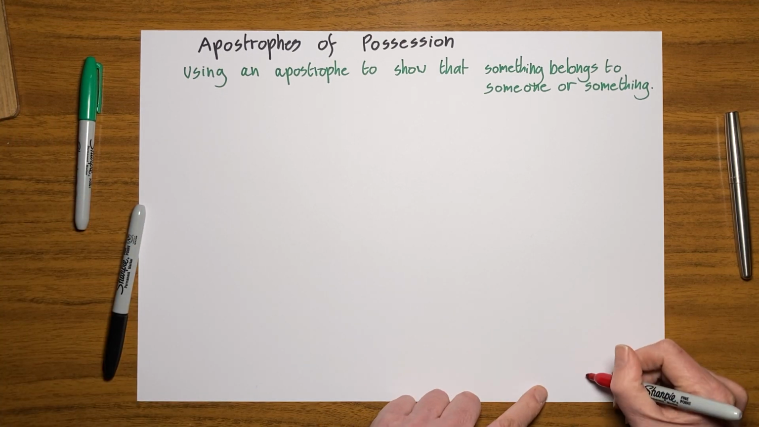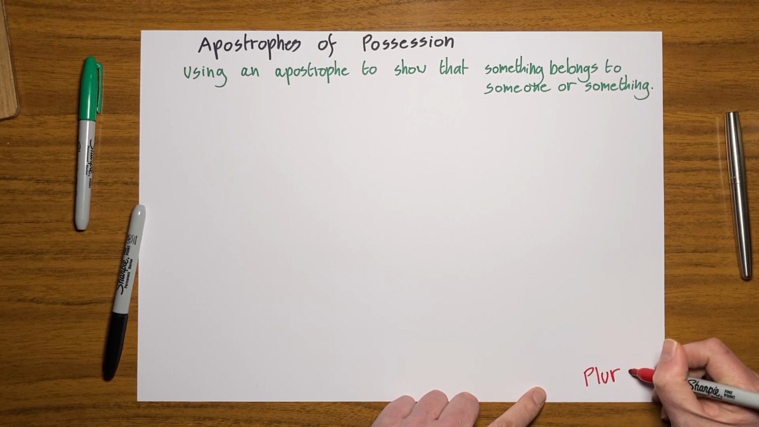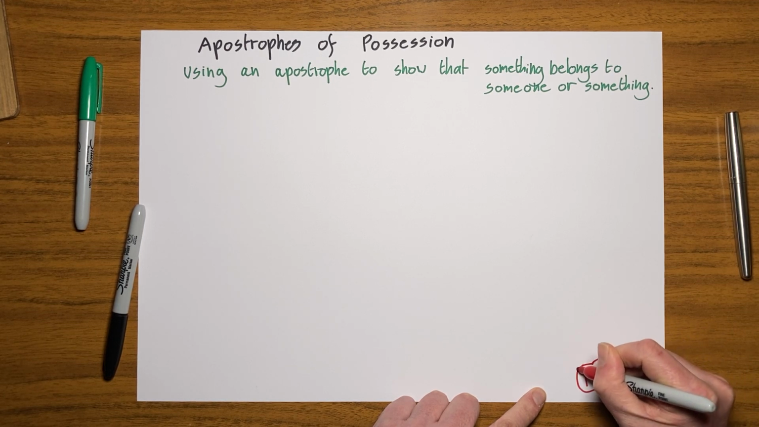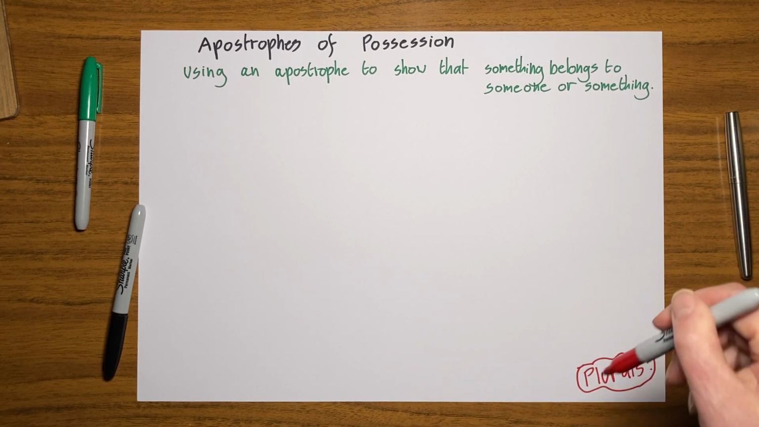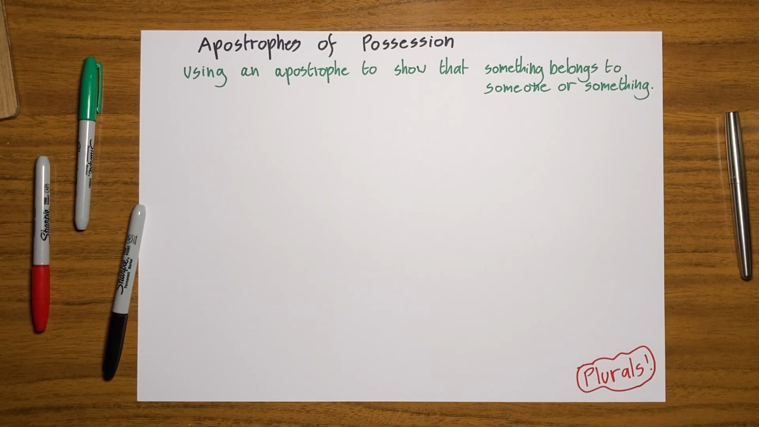You must also be careful about plurals, because if I could count or got a pound for every single time somebody got apostrophes of possession confused with plurals, I would be a millionaire. Plurals, of course, means more than one. Anyway, let's get back to this.